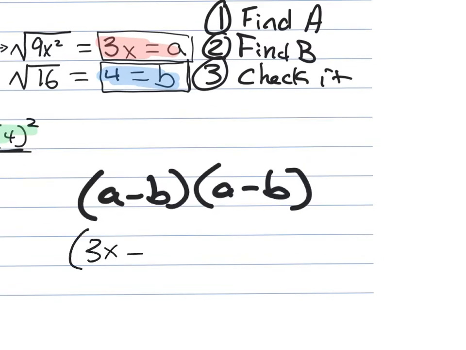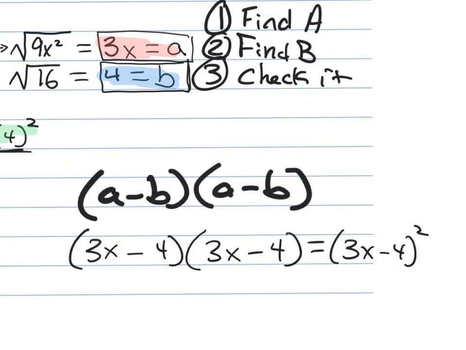3x minus, what is b? At times, what is a? Minus b, which is 4. So this one works out to be, its factored form is 3x minus 4 times 3x minus 4, which we could also write as 3x minus 4 squared. Something times itself, right? That's 3x minus 4 times 3x minus 4. That's 3x minus 4 squared.